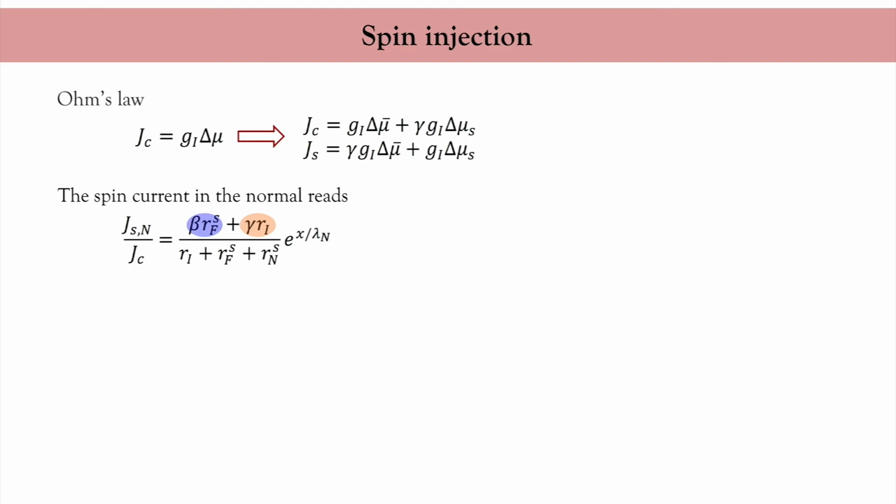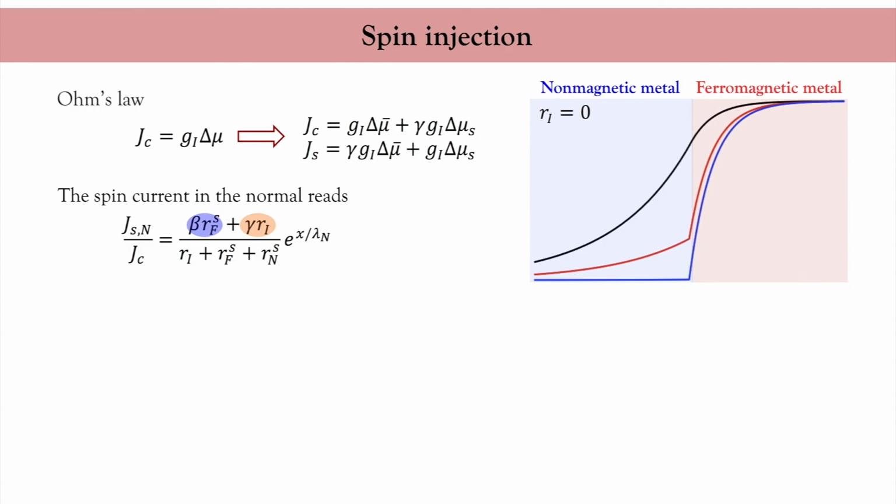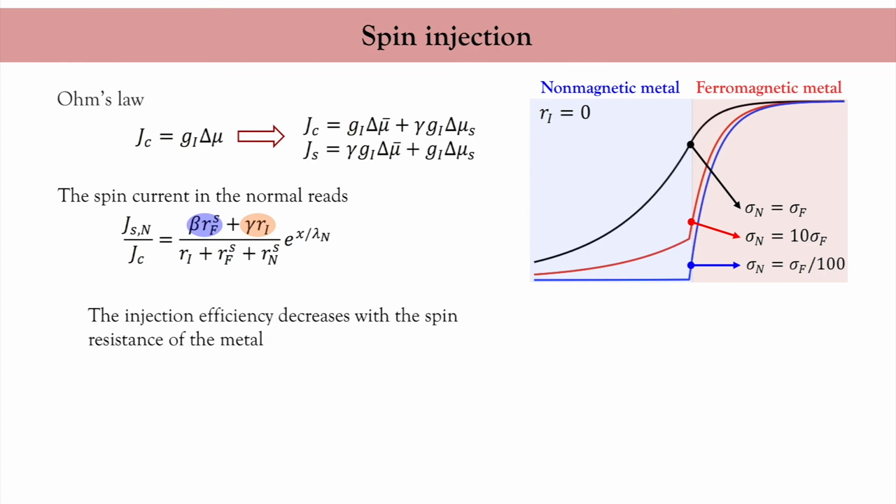So let's look at the spin current profile across the interface when assuming no interfacial resistance. You see that the amount of spin current that you can inject into the non-magnetic metal decreases when decreasing the conductivity of the metal. The more resistive the metal, the more difficult it is to inject a spin current into it. This is an important observation because it challenges the possibility of injecting spins into semiconductors.